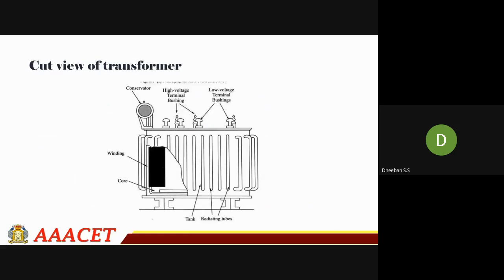Coming to the construction part, this is the construction of your transformer. This is how your transformer looks. Inside, the transformer will be placed and it will be surrounded by a tank. These radiating tubes correspond to the cooling purpose. From the transformer they take out the bushings, and through these bushings they take the connections.